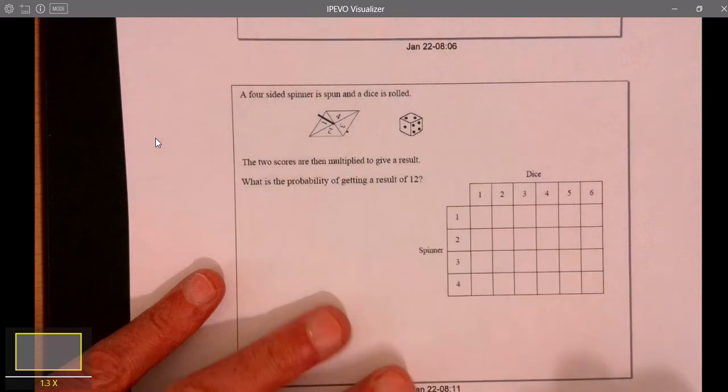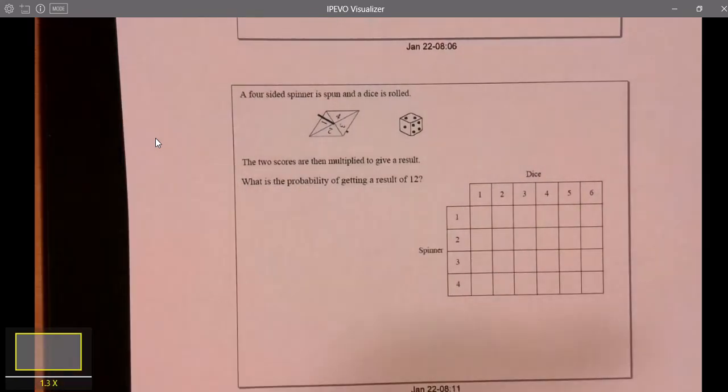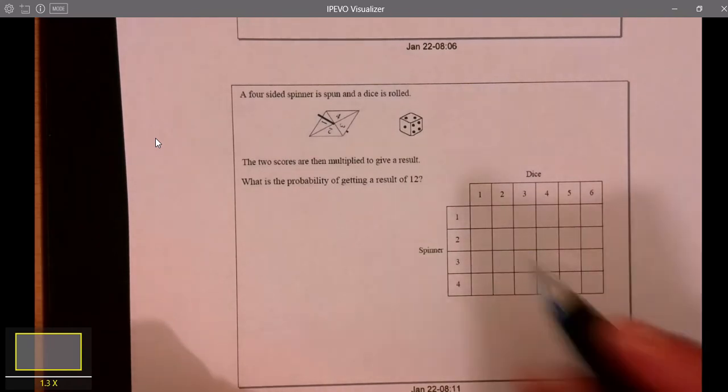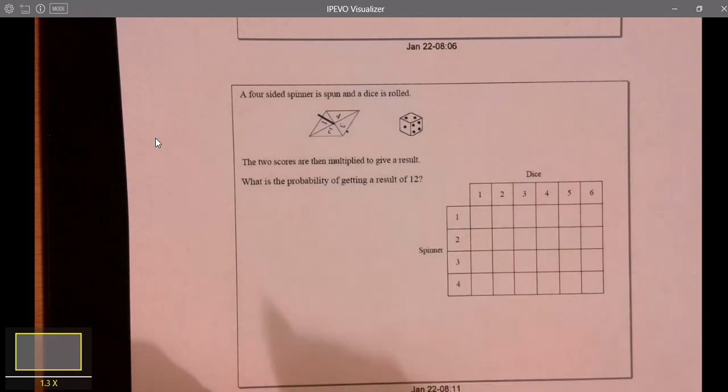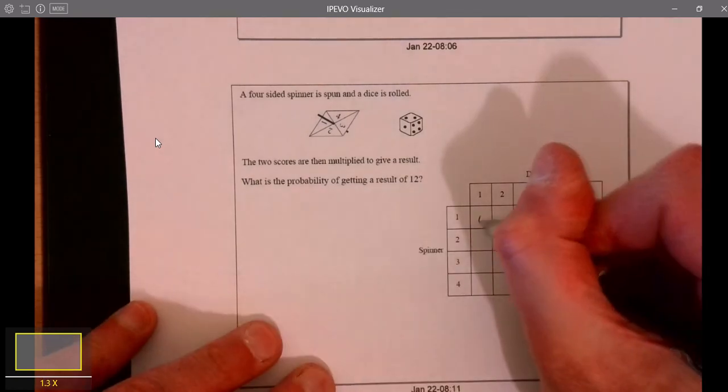With probability, we're obviously going to look at some tree diagrams and Venn diagrams, but sometimes just think, what diagram can I draw to make this nice and easy for myself? So what's going on here? Two scores are then multiplied to give a result. So let's just quickly write these out.